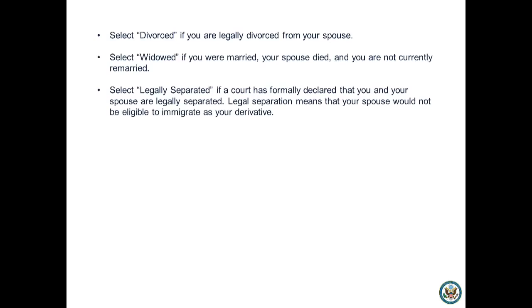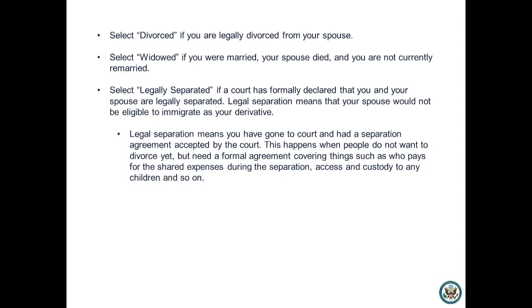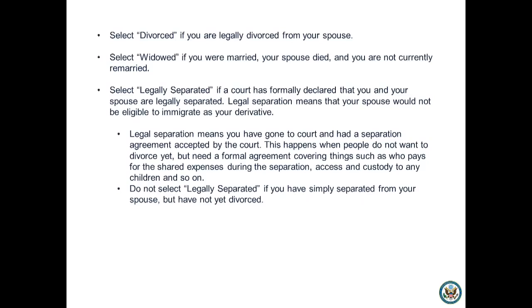Select legally separated if a court has formally declared that you and your spouse are legally separated. Legal separation means that your spouse will not be eligible to immigrate as your derivative. Legal separation means you have gone to court and had a separation agreement accepted by the court. This happens when people do not want to divorce yet, but need a formal agreement covering things such as who pays for the shared expenses during the separation, access and custody to any children, and so on. Do not select legally separated if you have simply separated from your spouse but have not yet divorced.